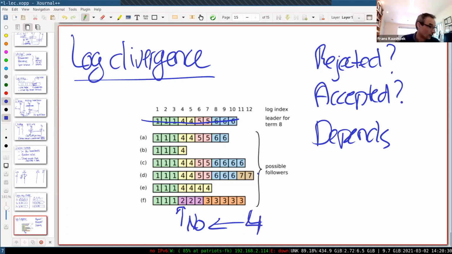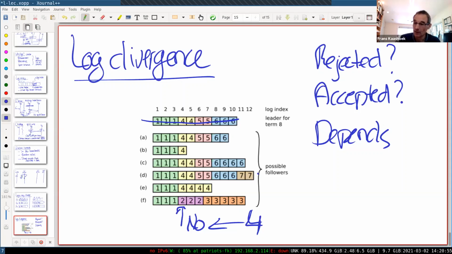So later on, when we talk about log synchronization, or forcing logs on followers, it has to be the case that this 2 turns into a 4 at F. Good. So this also answers a second question: the entry at index 4 from term 4 is definitely going to be accepted.